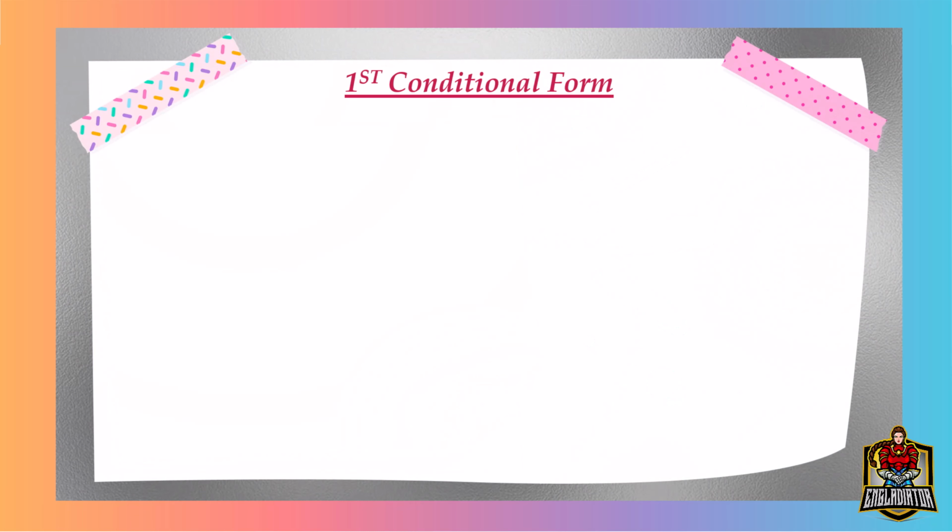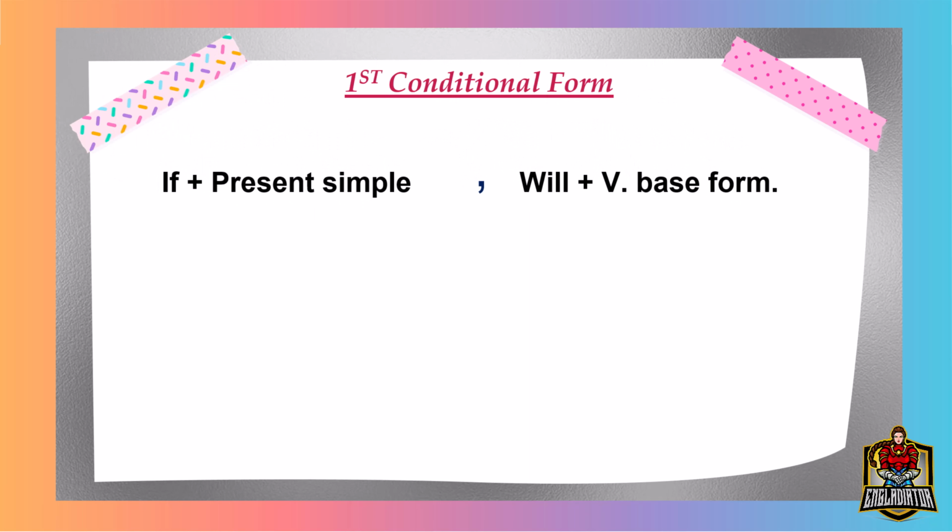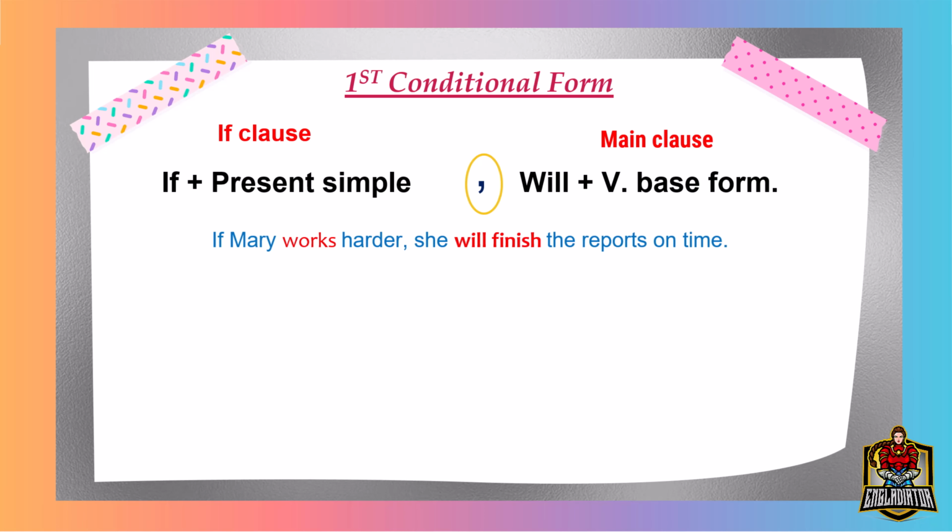What about the form? As the zero conditional, we have if clause and the main clause, but actually here the main clause has a different verb tense. Yes, if we take a look, we will find out that the main clause verb consists of will plus the verb in the base form. Let's have an example. If Mary works harder, she will finish the reports on time.